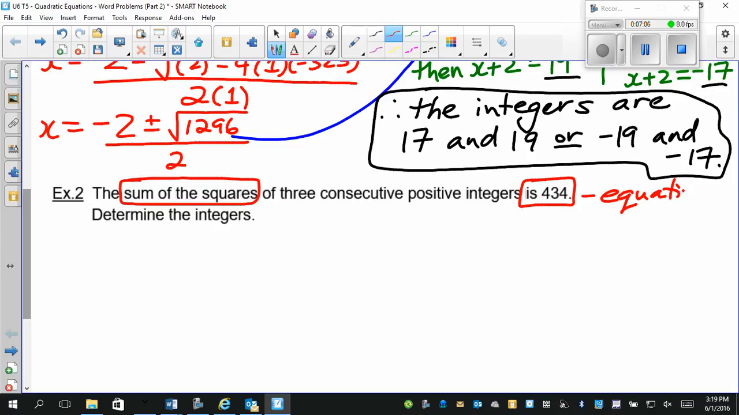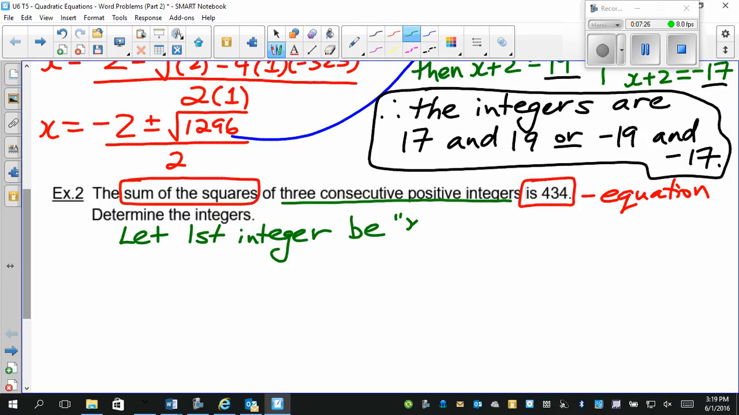And then the details about the numbers are that there are 3 consecutive positive integers. So, like I did last time, I'm going to say let the first integer be x, then the second integer is the next consecutive. So consecutive integers are like 6, 7, 8. They're numbers that are right in a row.